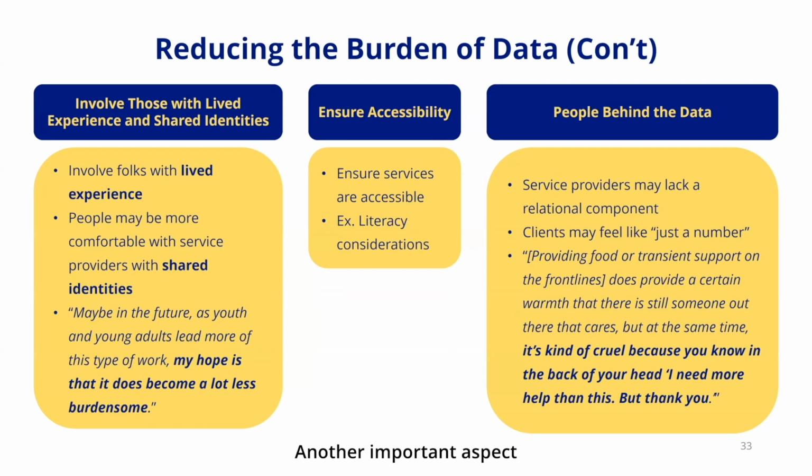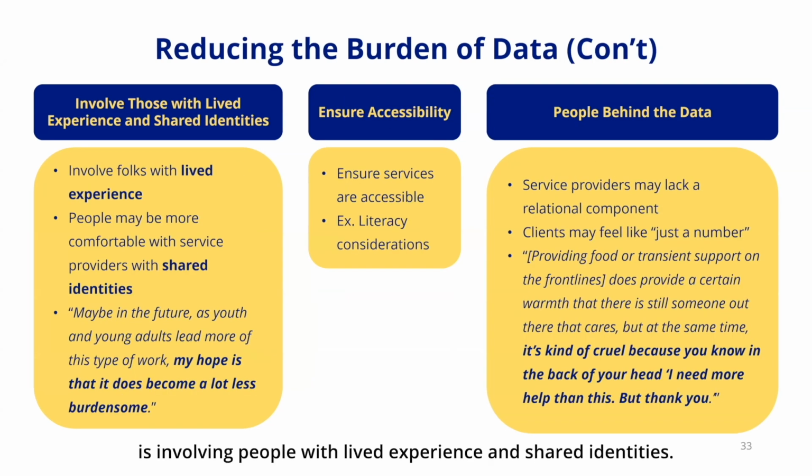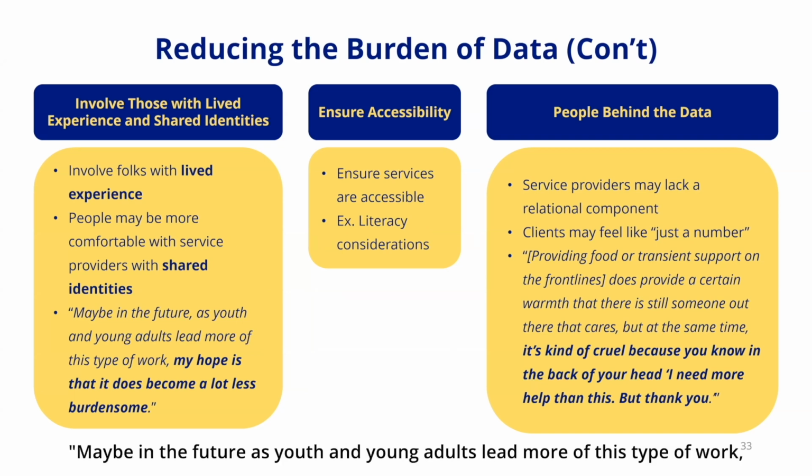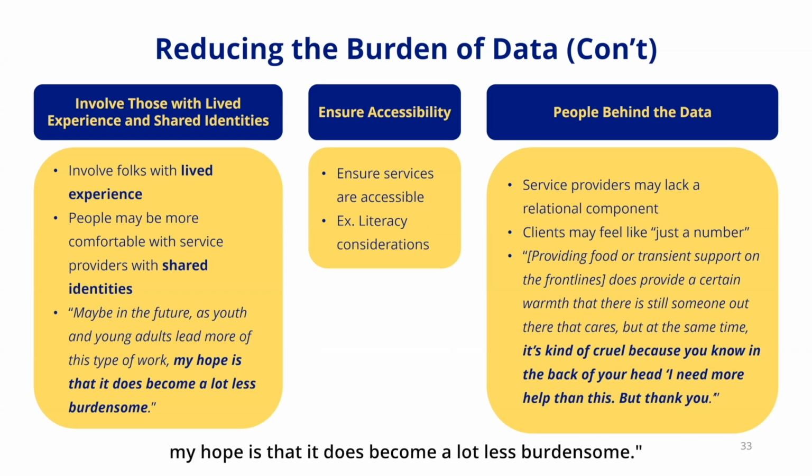Another important aspect is involving people with lived experience and shared identities. One participant said, quote, "Maybe in the future as youth and young adults lead more of this type of work, my hope is that it does become a lot less burdensome," unquote. Participants also noted that accessibility is important. For example, consider the literacy of folks and meet them where they are at and provide accommodations.